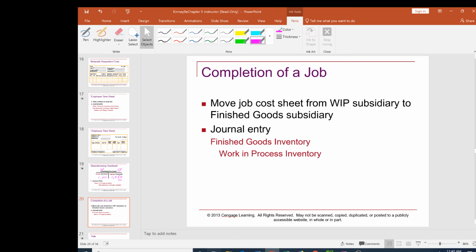And we debit finished goods and credit work in process. So what they're trying to tell you about these entries is they're the same old entries we've always had. Same old entries. They'll work with job order, they'll work with process.